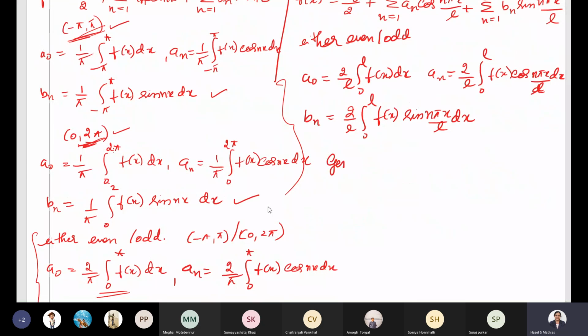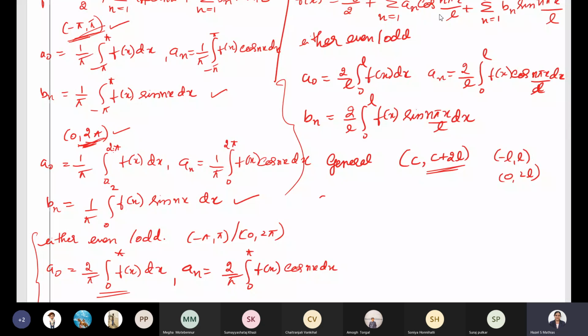In general, for the interval c, c plus 2l, because in the question an interval will be given. It may be minus l, l or 0, 2l. Some interval will be given to us. In that case, how do we go forward?